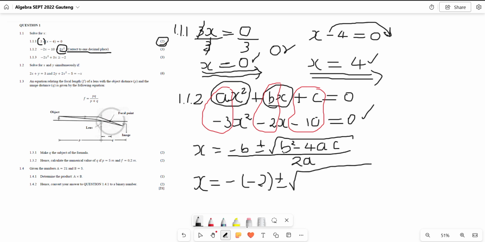Then under the square root, first substitute the value of b and put a square. The same value of b that we have here, we write it again inside the square root with the brackets: open bracket, negative 2, close bracket, we put a square, minus 4, open bracket, substitute the value of a. Here is the value of a that we have here, negative 3.